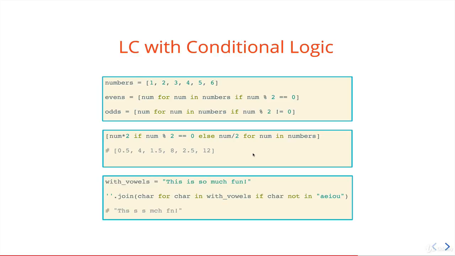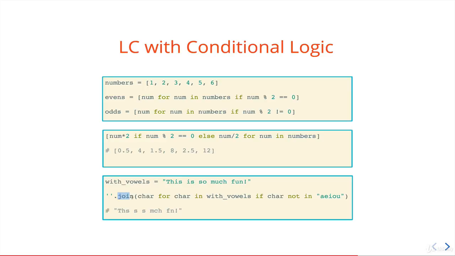And we can also combine this with the in keyword to check for certain conditions. So here we're taking a string and turning it into a list with no vowels and joining it back into a string if the character is not in the list of vowels. So here we have, this is so much fun, exclamation mark. With vowels. That's the name of the variable.